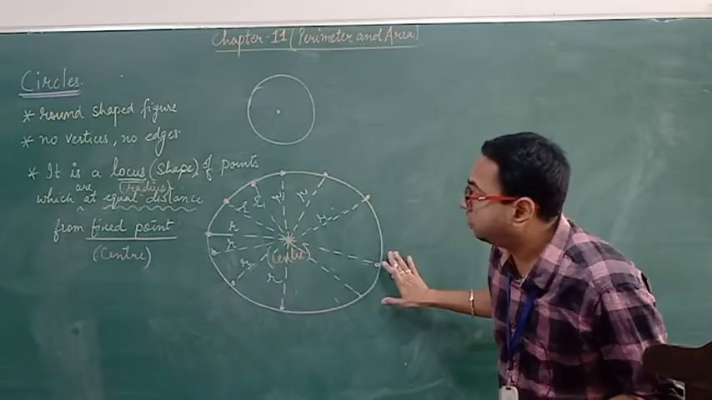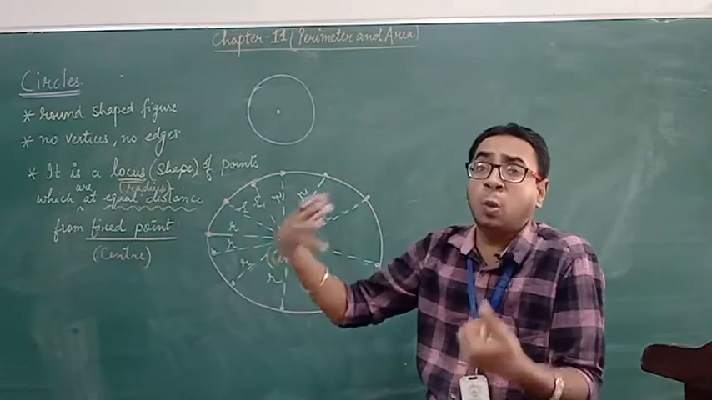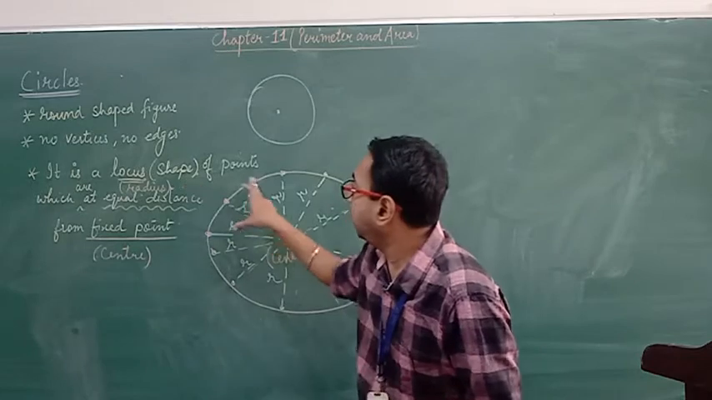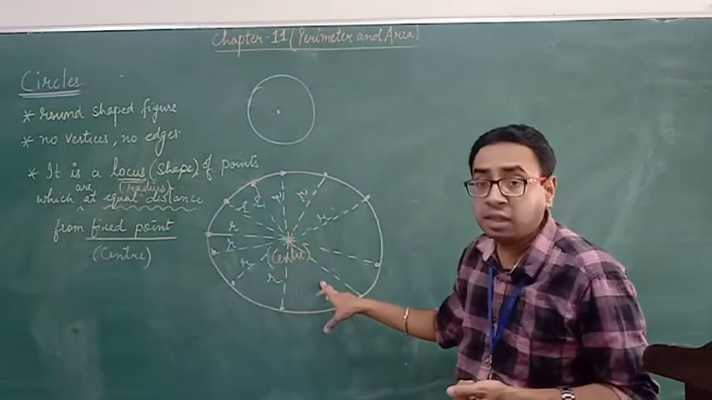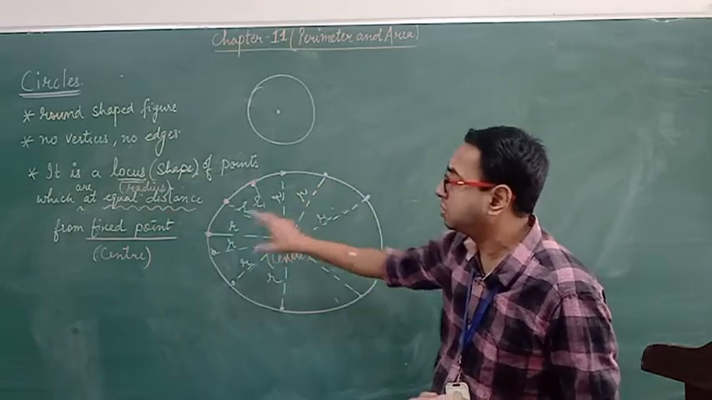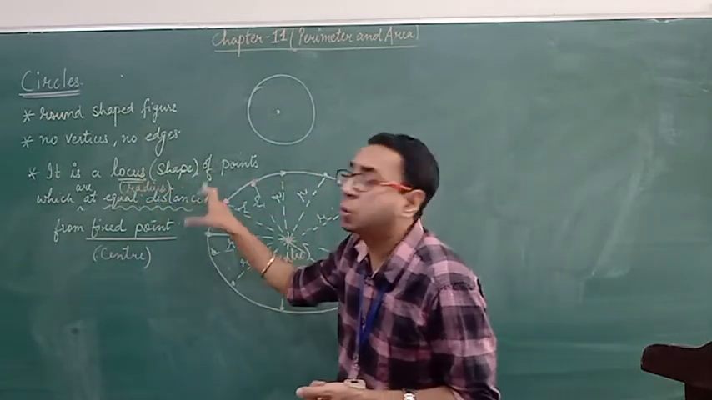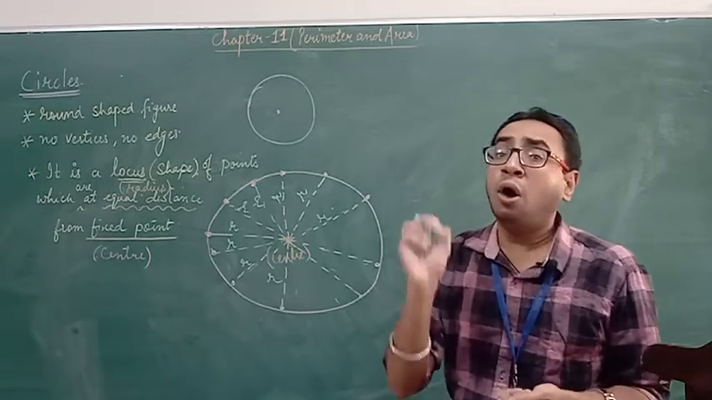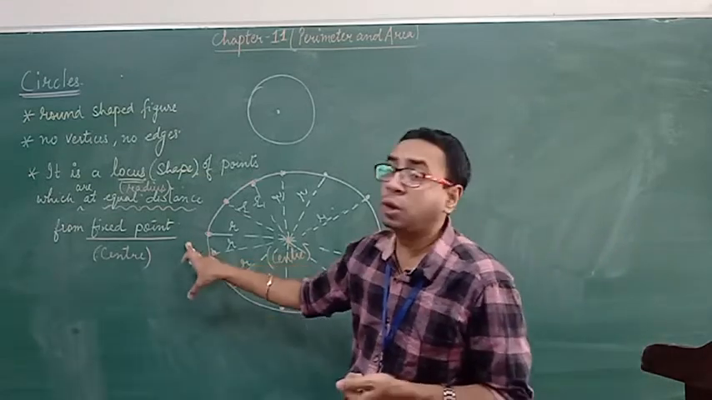So understand the definition. It's a locus, it's the shape of the points which is obtained. What shape do we obtain? A circle. So locus means the shape of points which are at equal distance from the fixed point. What is that fixed point? Center, very important. At equal distance. What is that distance called? This distance is called radius. And this locus shape is a circle. This is the technical definition of a circle: it is the locus of the points which are at equal distance from a fixed point called the center.